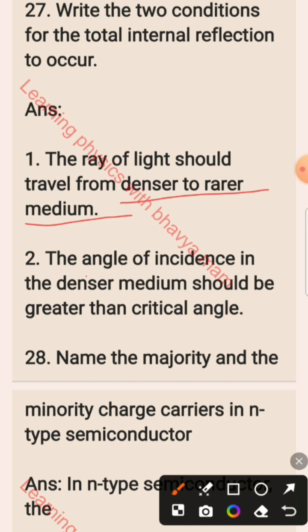The angle of incidence in the denser medium should be greater than the critical angle. So, i must be greater than iC, or you can simply write C. C is the critical angle or iC is the critical angle. So, the angle of incidence in the denser medium should be greater than the critical angle. These two are very important points, the two conditions to have total internal reflection.